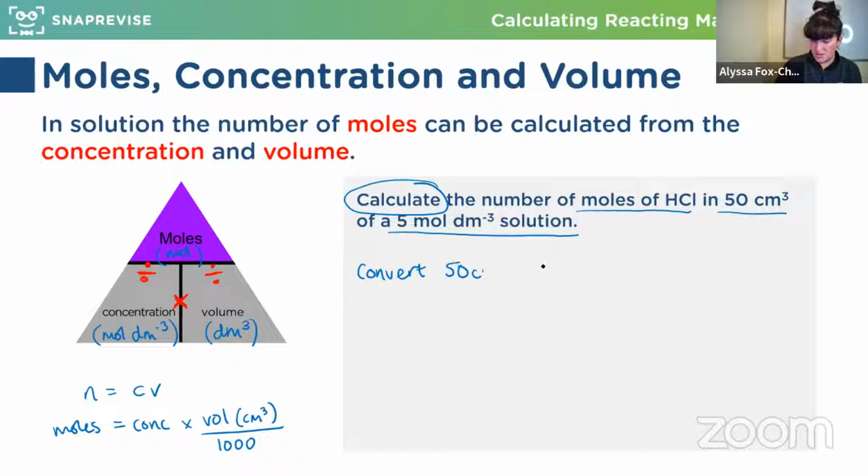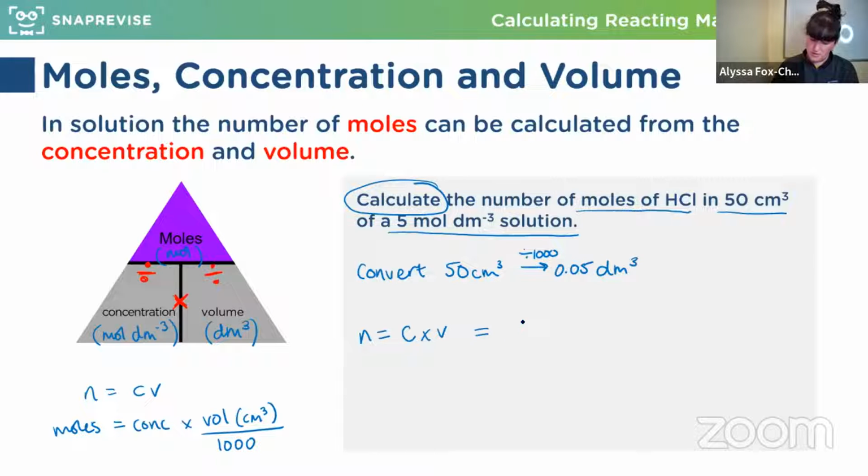50 centimeters cubed to decimeters cubed. Oops, forgot my cubed bit. So I divide by 1,000 to get 0.05 decimeters cubed. Then I can just use my equation. I'm looking for the number of moles, which is equal to concentration times volume. I've converted my volume already, so I don't need to convert it twice. So it's just concentration times volume.